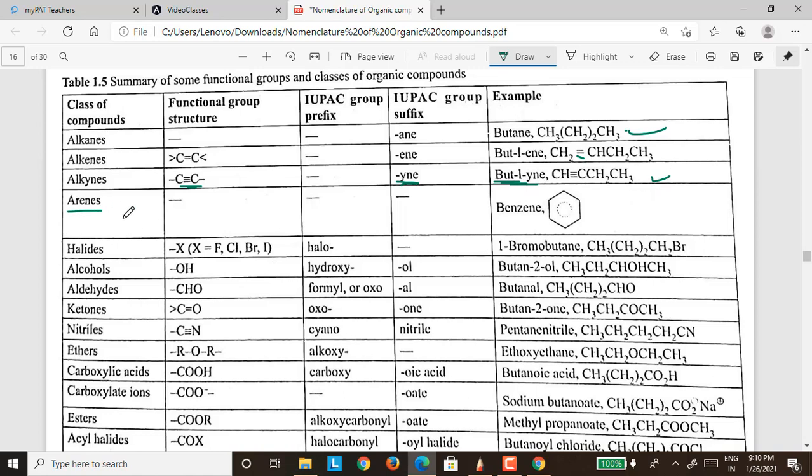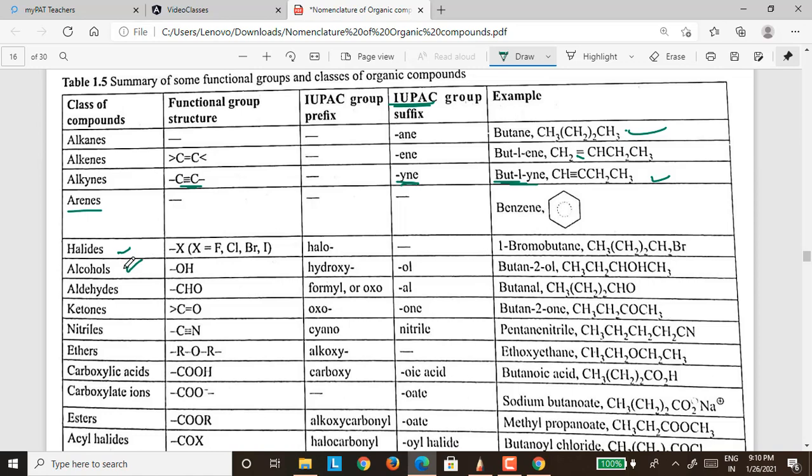Now arenes. In arenes, the functional group structure, prefix is not there and suffix also not there. Benzene. So benzene is an arene. Okay. Now halides. If it is a halide, remember, it will not have a suffix. It will always be a prefix. Chloro, fluoro, bromo, iodo, like that. Halo group. So 1-bromobutane is one example; it should be a prefix, it is not the main functional group. So we can say butyl bromide. That's wrong. Butyl bromide is not given by IUPAC. Okay. So in IUPAC name, 1-bromobutane you should keep. Okay. This is also known as IUPAC, International Union of Pure and Applied Chemistry.